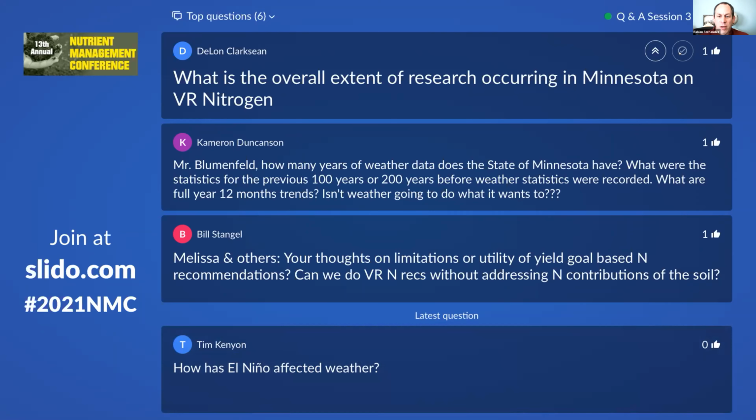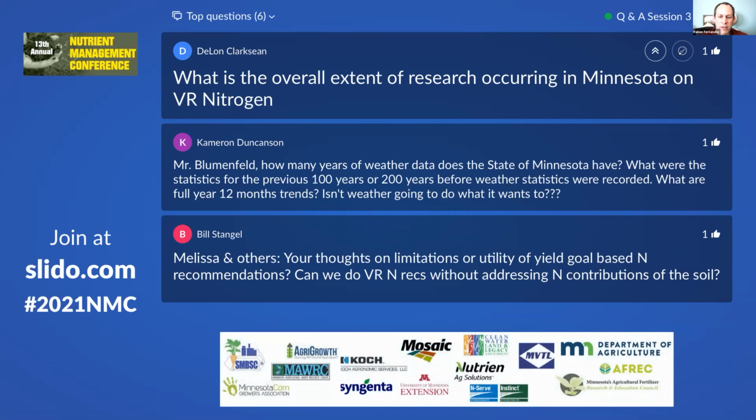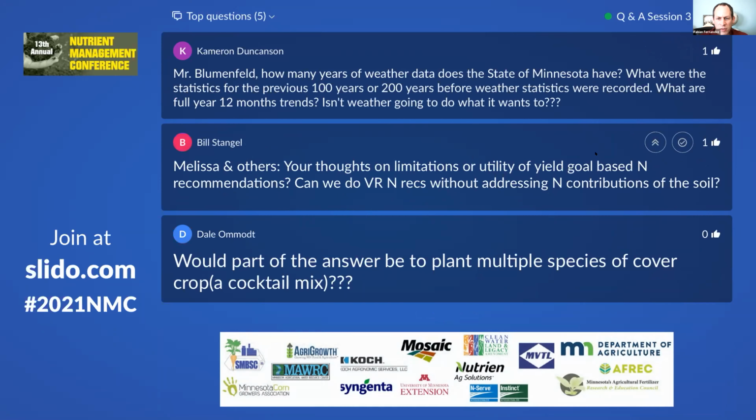The challenge that we have seen is to see that consistent response to variable rate nitrogen, if it pays every time or how often does it pay. So that's where we are at right now, but certainly there is a lot of research right now looking at the variable rate using different technologies, canopy sensors and things like that.